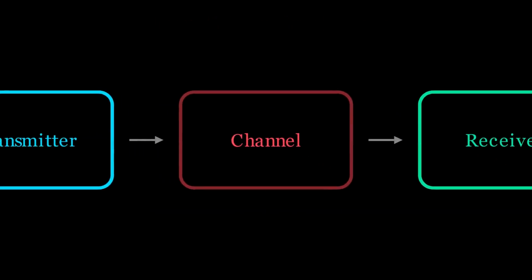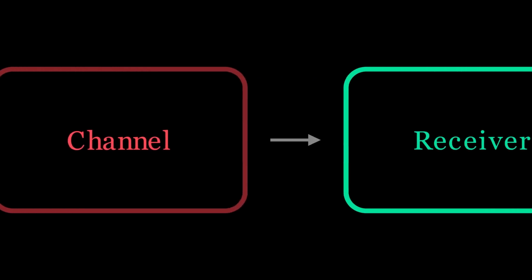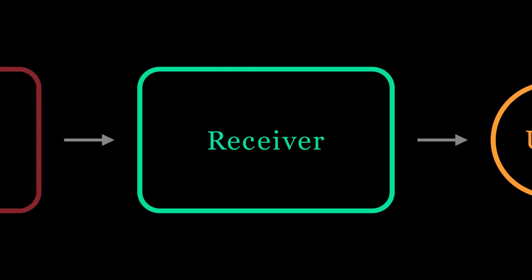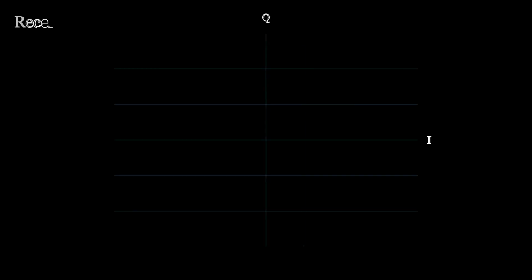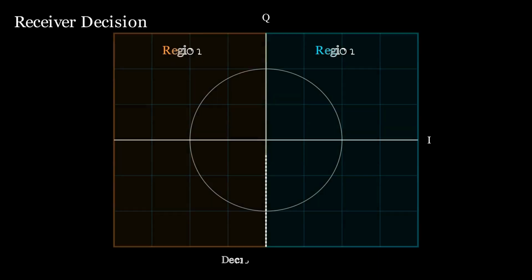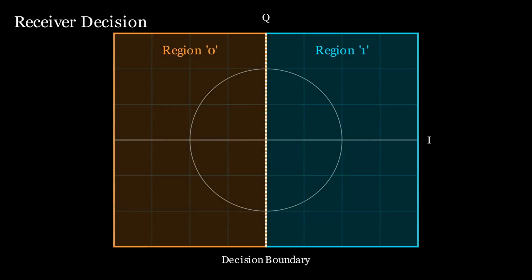So how does the receiver make sense of this messy data? It makes a decision based on regions, actually. So the receiver draws a line in the sand, a decision boundary right down the middle. If the signal lands on the right, it assumes we sent a 1. Even if the point is imperfect, as long as it stays on the correct side, the data is preserved.